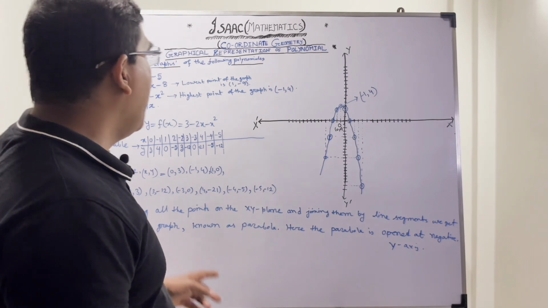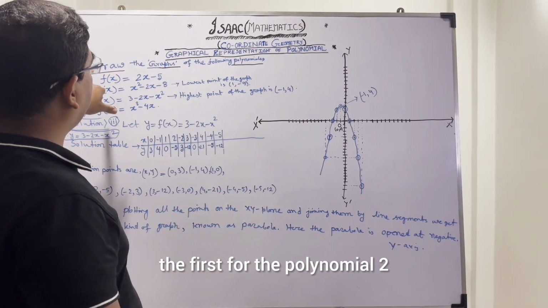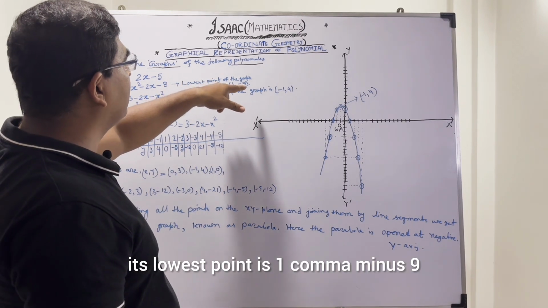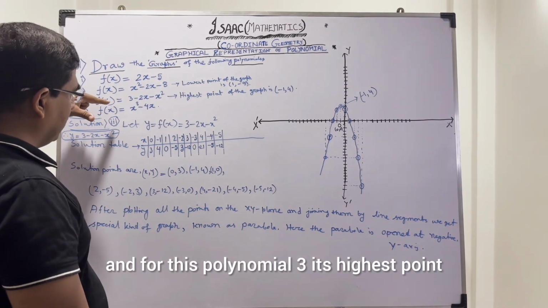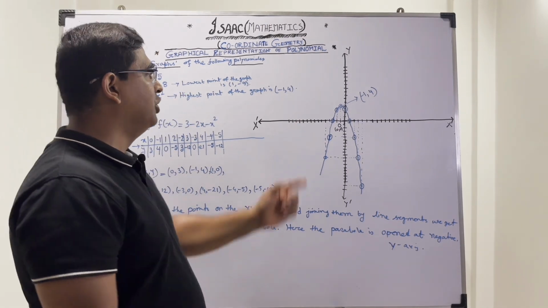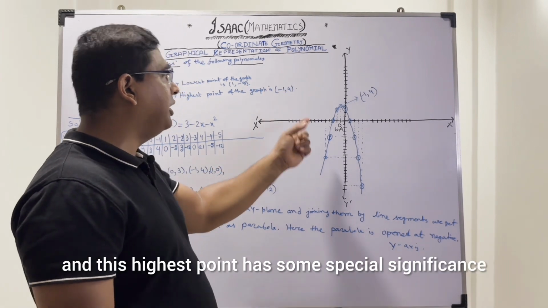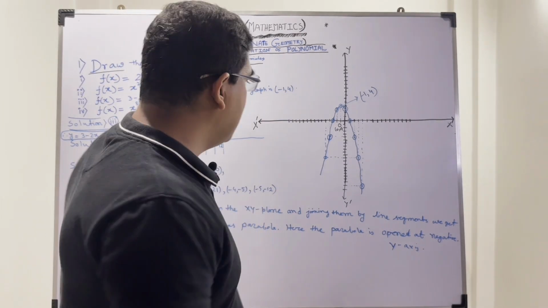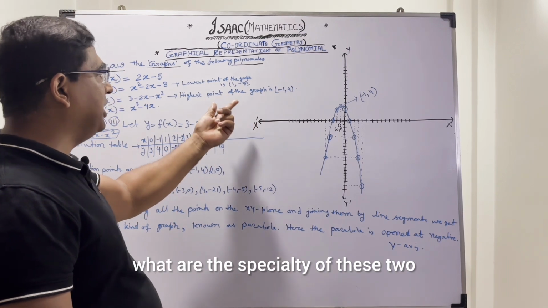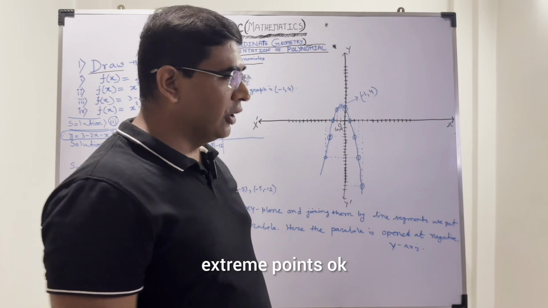Okay, and for these two different graphs, for polynomial 2, its lowest point is 1 comma minus 9, and for polynomial 3, its highest point is minus 1 comma 4. So these two points, that means this lowest point and this highest point, have some special significance. Now we will learn what is the speciality of these two extreme points. Okay.